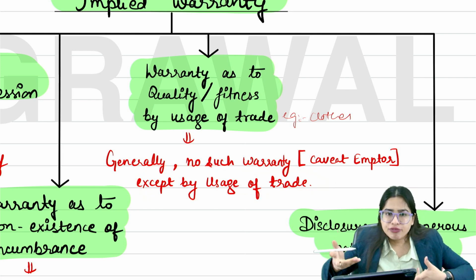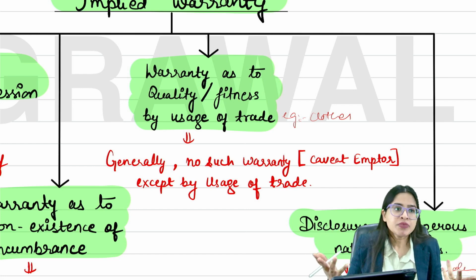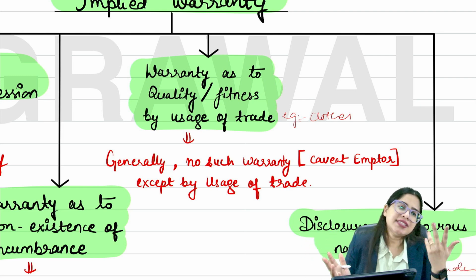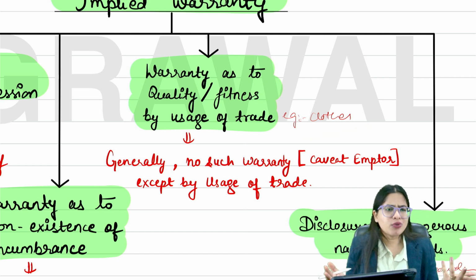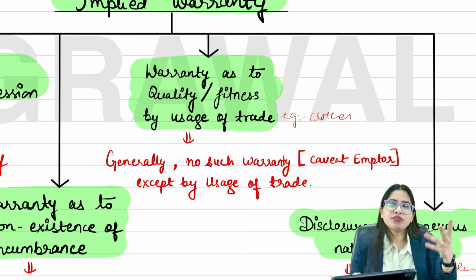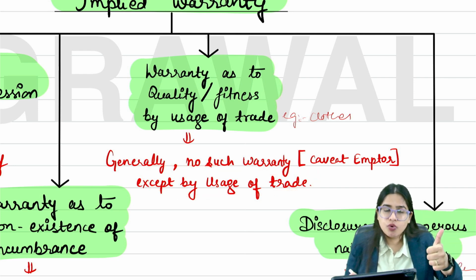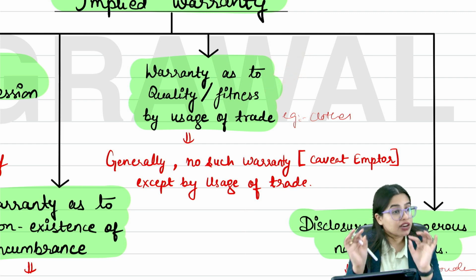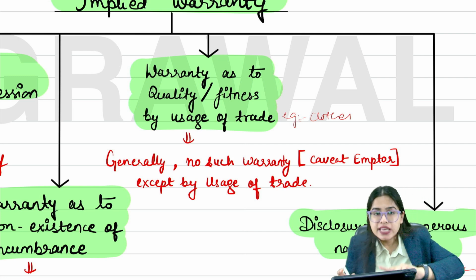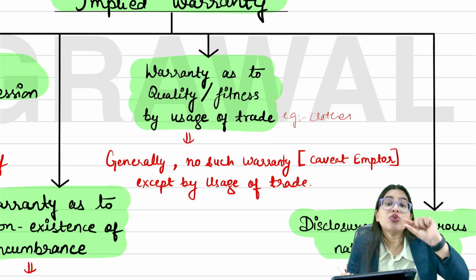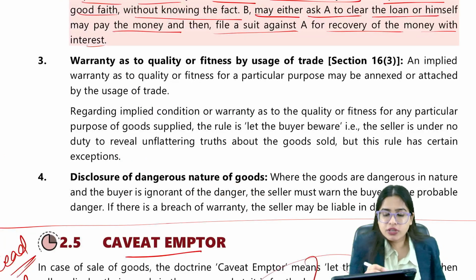Usage of trade means if generally, as per the pattern or custom, people do provide warranty, in that case it will be provided. For example, in the case of clothes, generally people do provide a warranty: okay madam, if it doesn't fit, get it replaced. So if it doesn't fit you, you can get it replaced. Only if usage of trade says there is a warranty will there be a warranty as to quality or fitness. Otherwise generally there will be no warranty, because of caveat emptor. Same point we did in condition also, that generally there is no condition as to quality or fitness, except for one exception. Okay, so now come here to the material.